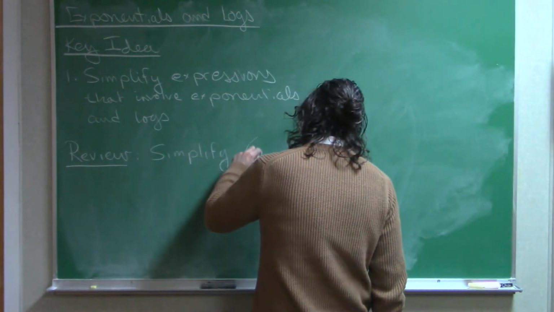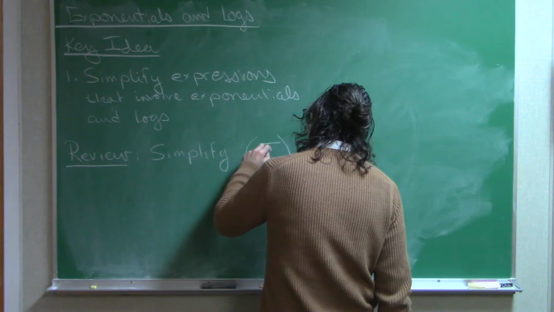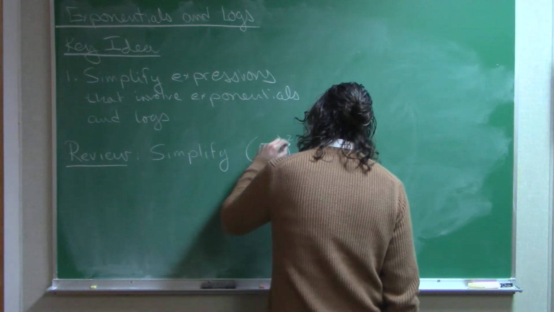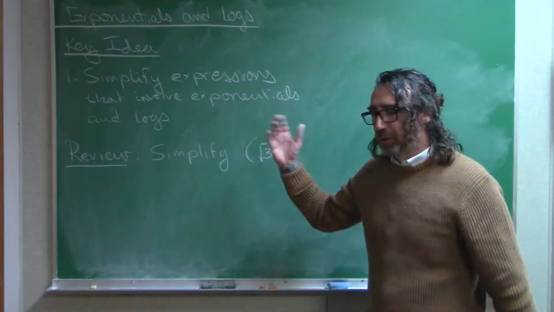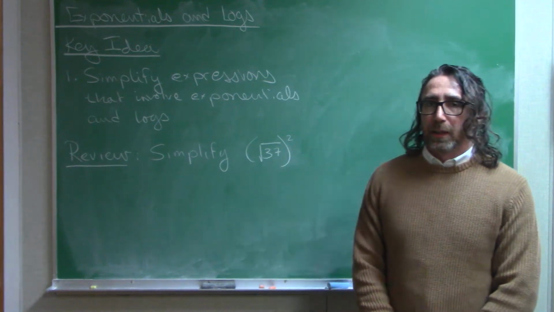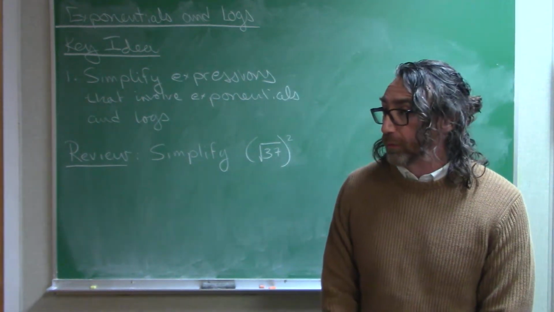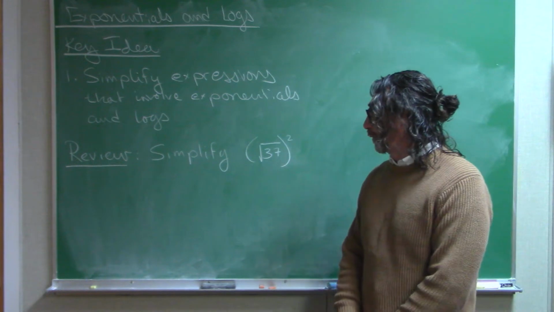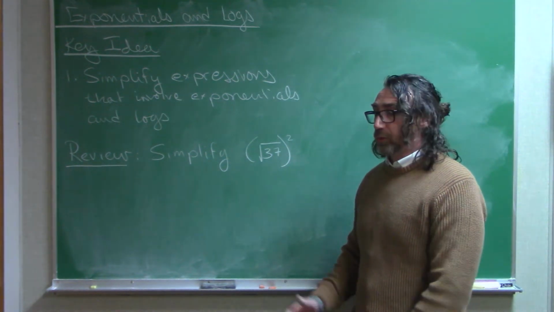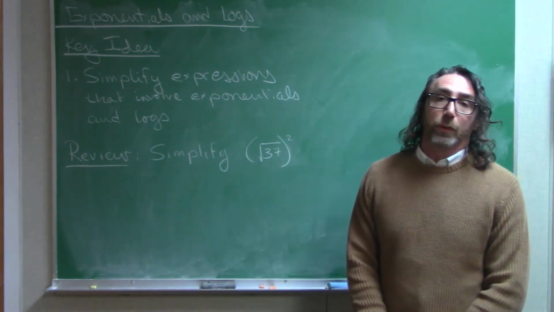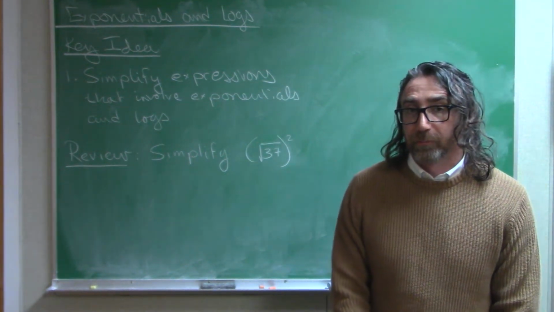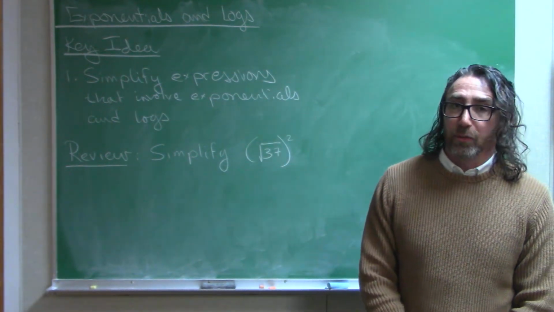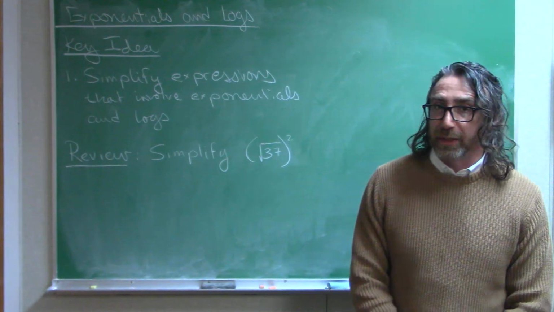For example, I might throw this at a student. I might ask them to simplify this expression. Now, I've gotten tons of different answers to this when I ask students about it. One of them was, well, I can't do it because I don't know what the square root of 37 is. Fair enough. I really don't know what it is either.